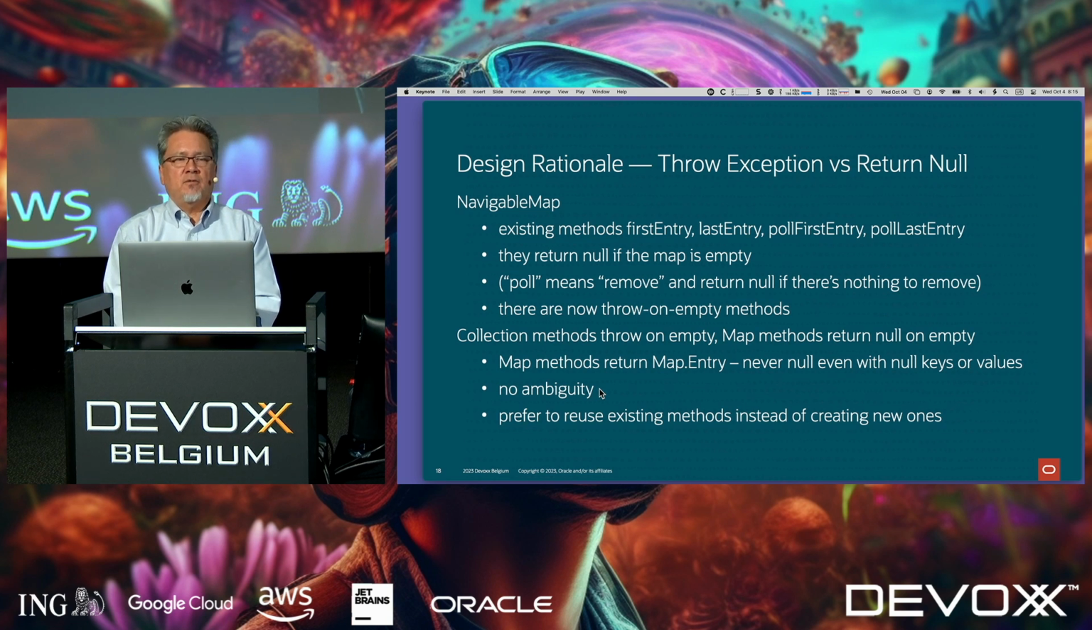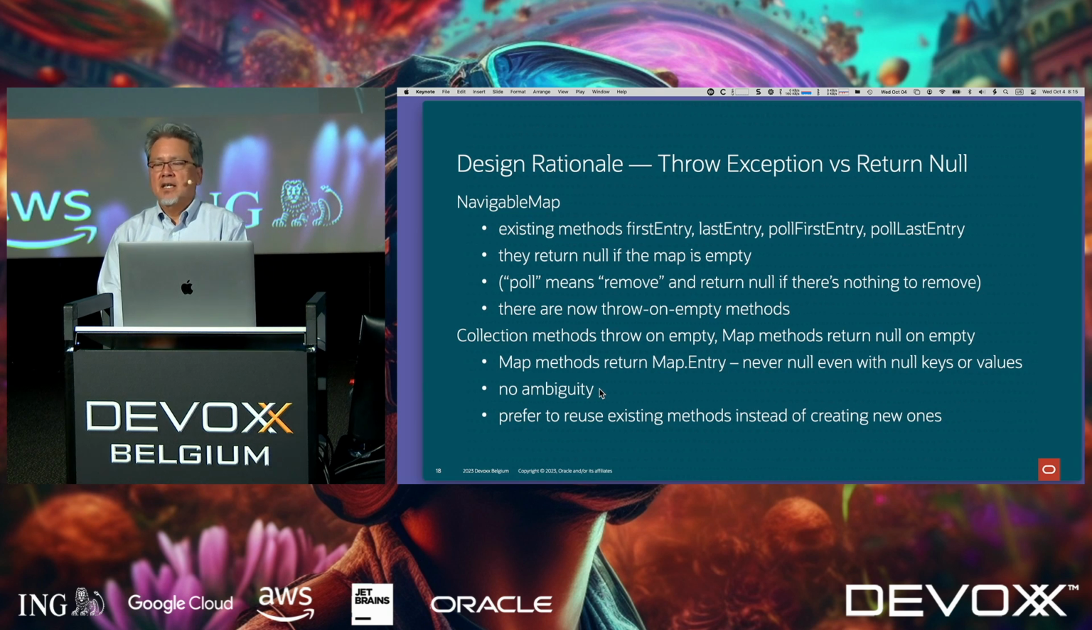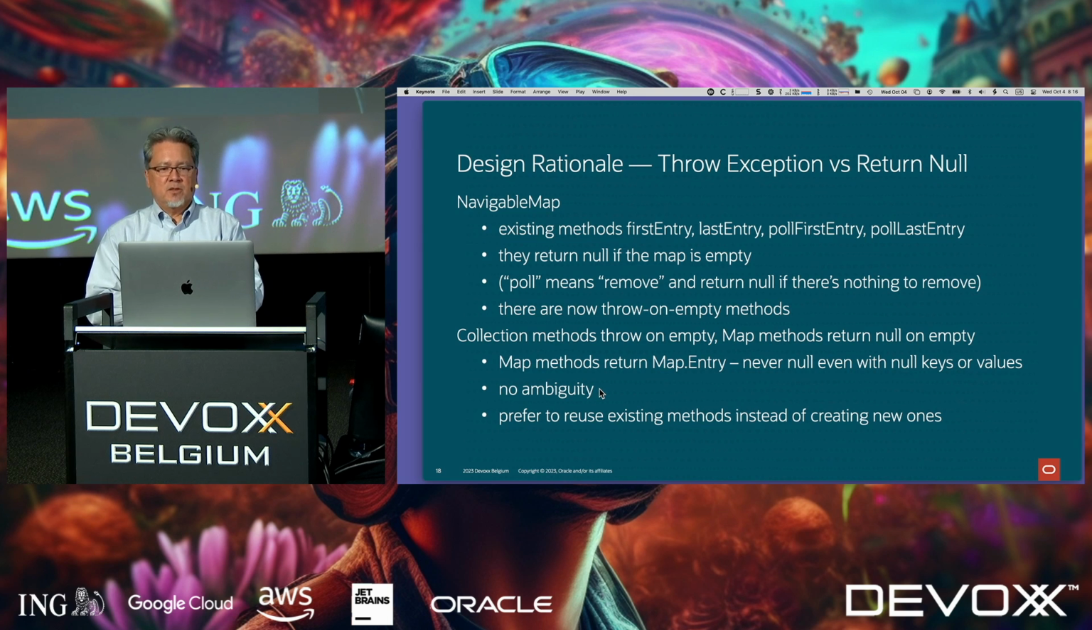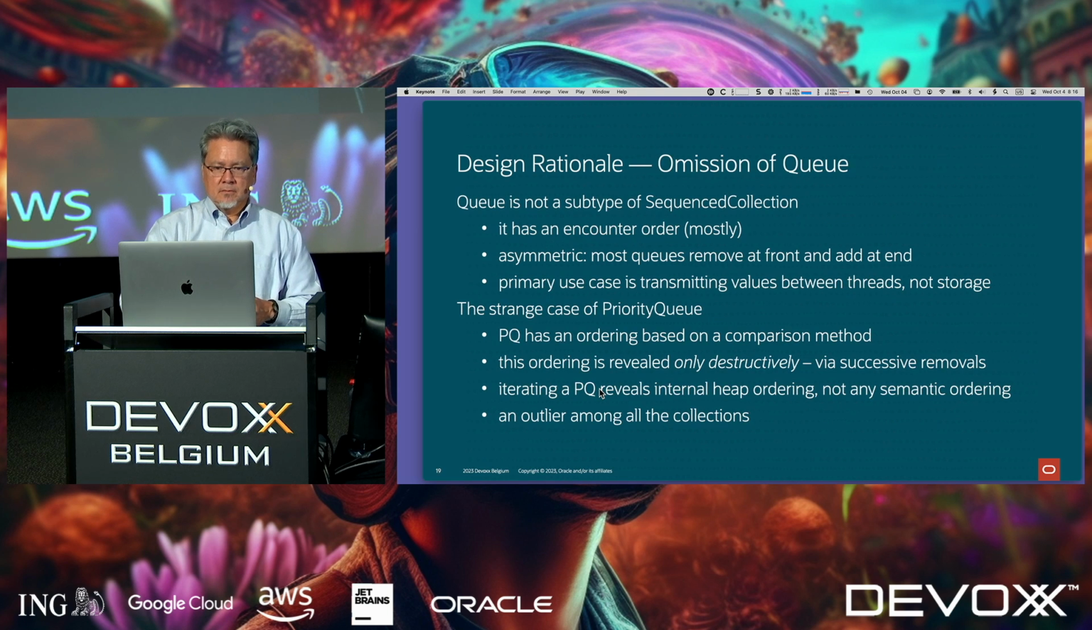So if you have a null key and value in a map and you say first entry, you're going to get a non-null entry out of that. And so you can tell, oh, and then of course if it returns null, you know that there are no entries there. So there really is no ambiguity there. So even though it's not consistent with the collection side, the map side returning null actually makes perfect sense.